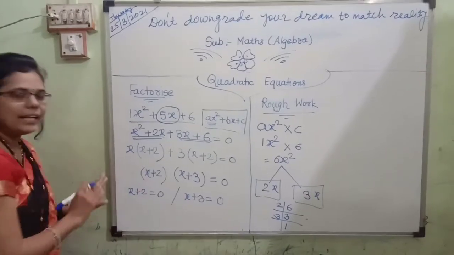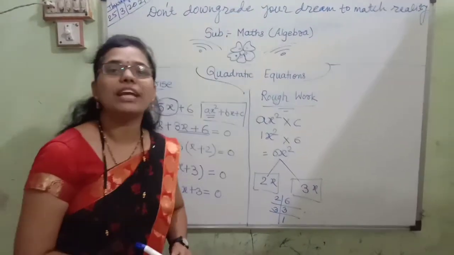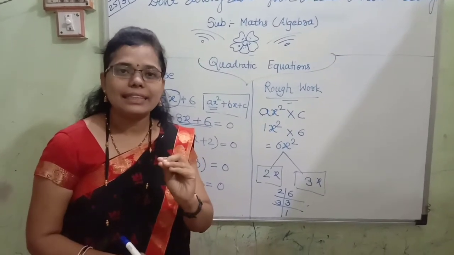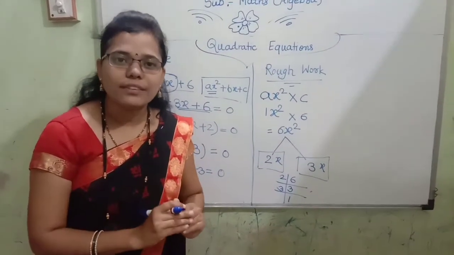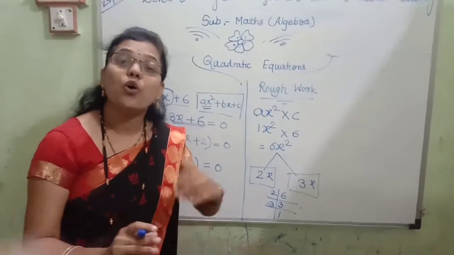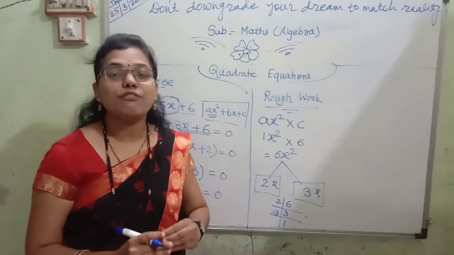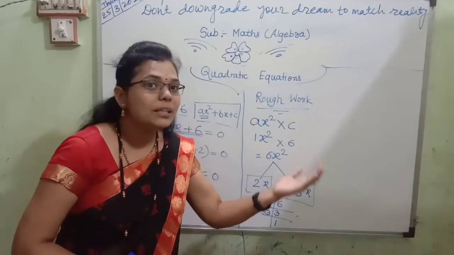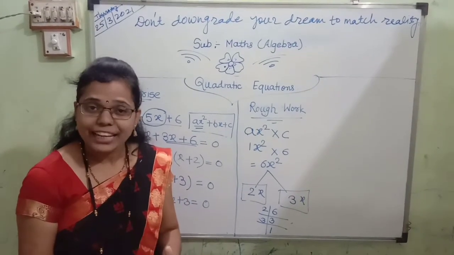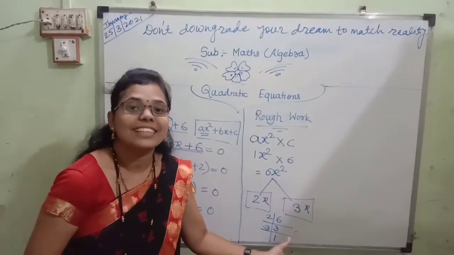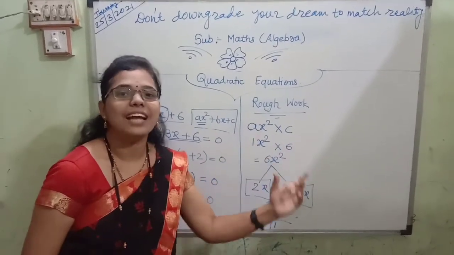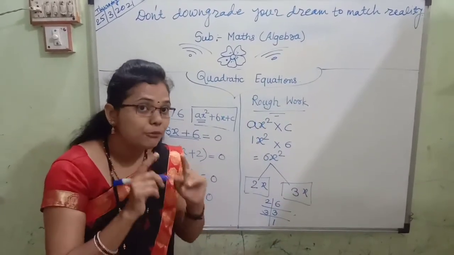Understood? Now my dear children, you know very well the rule of equation. Whenever any number, any digit, crosses the equal to sign, and if it is in the form of multiplication, it goes for the division. If it is in the form of division, it goes for the multiplication. If it is in the form of addition, it goes for the subtraction, and if it is in the form of subtraction, it goes for the addition. That rule we have to follow here.